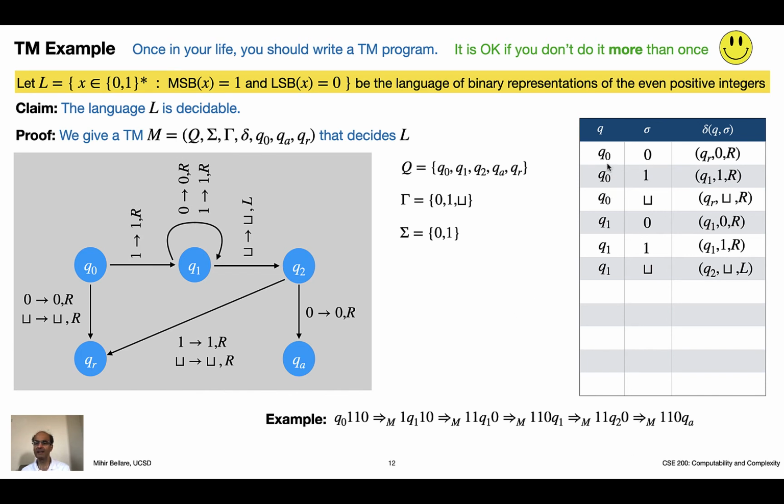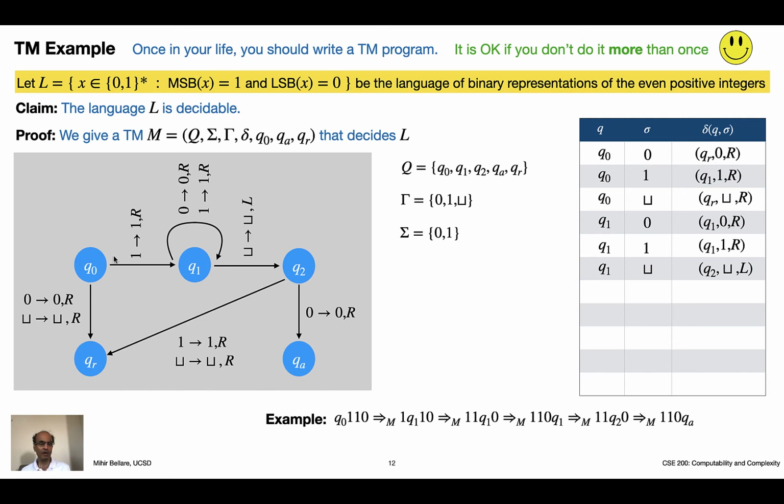But if you look in the beginning, it says if you're in Q0 and you read a 0, you transition to the reject state, write a 0, move right. That covers this. The next line covers this. Actually the third line covers that. If I'm in Q0, I read a blank, I move to the reject state, I write back the blank, and I move to the right.